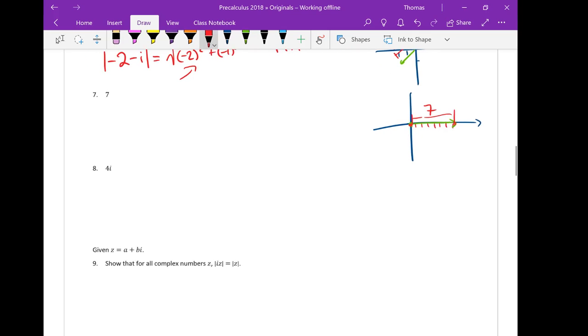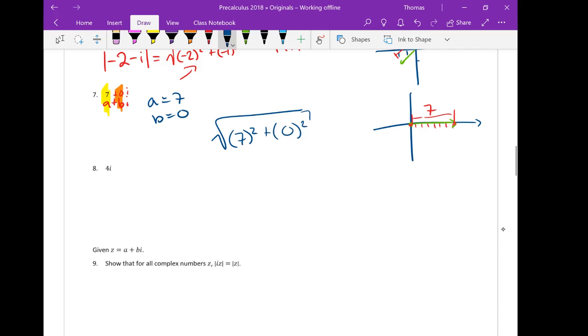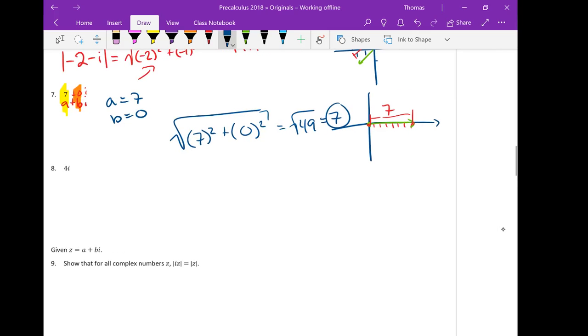So algebraically, this should match up. So in this one, again, a plus bi, here a is 7, and b, well, there's no imaginary part in the number 7, so b would be 0. A equals 7, b equals 0. So in our formula, 7 squared plus 0 squared, well, that's just the square root of 49. That is 7. So algebraically, we got the result 7 for the modulus, and geometrically, just by looking at our vector, we could tell in this case that it was length 7.